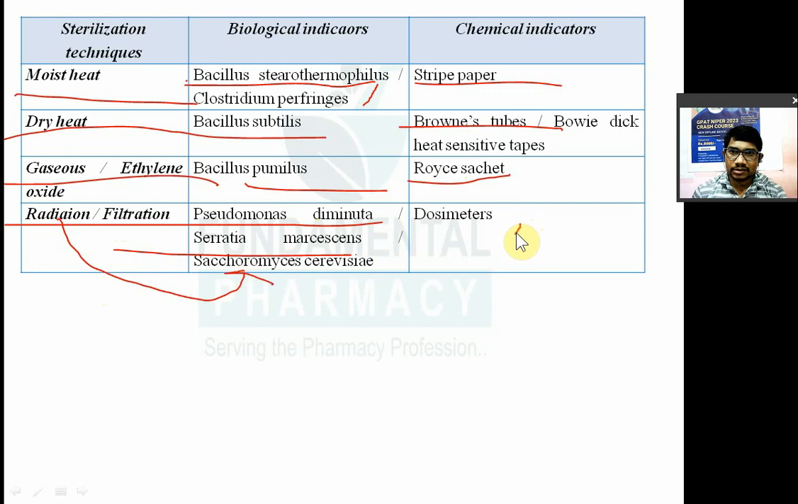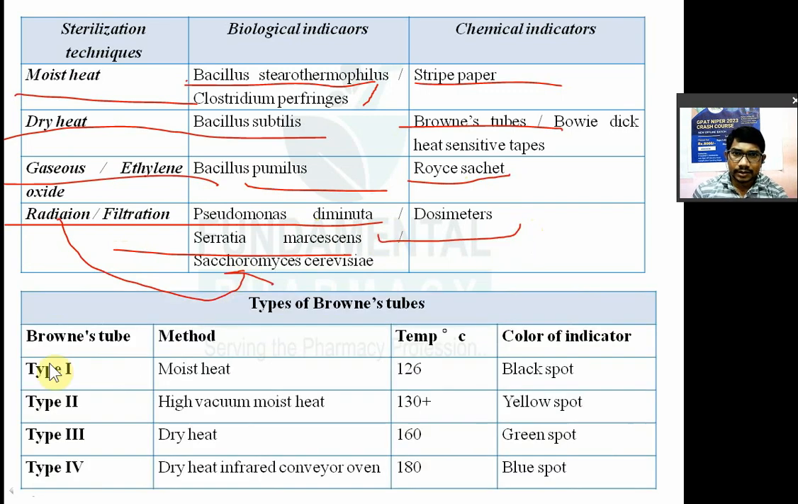Chemical indicator is dosimeters. Types of Browne's tube. Browne's tube की भी types होते हैं. So type 1 is used for moist sterilization. Temperature होता है 126 degrees Celsius. You will get a black spot after complete sterilization.